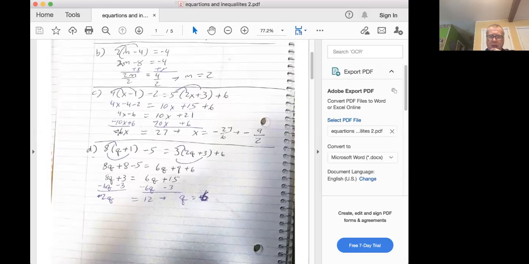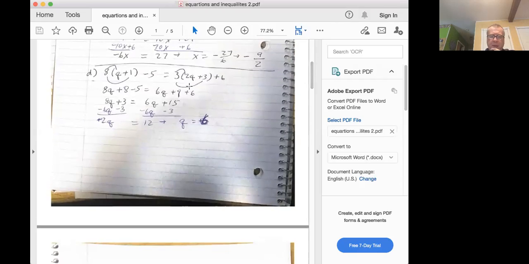4x minus 10x gives us minus 6x. 21 plus 6 gives us 27. We divide both sides by -6. And we get x equals minus 27 over 6, which reduces to minus 9 over 2.